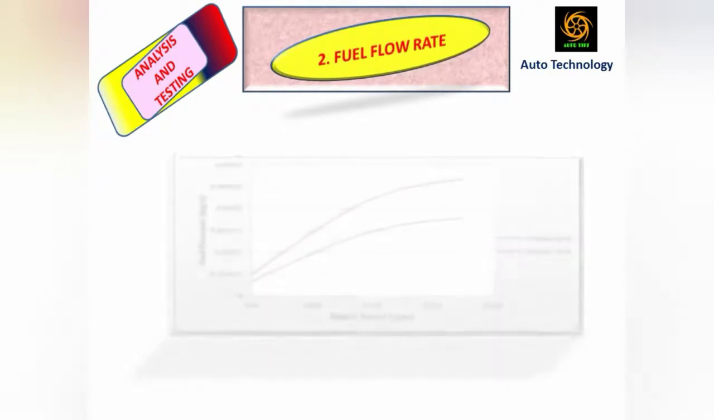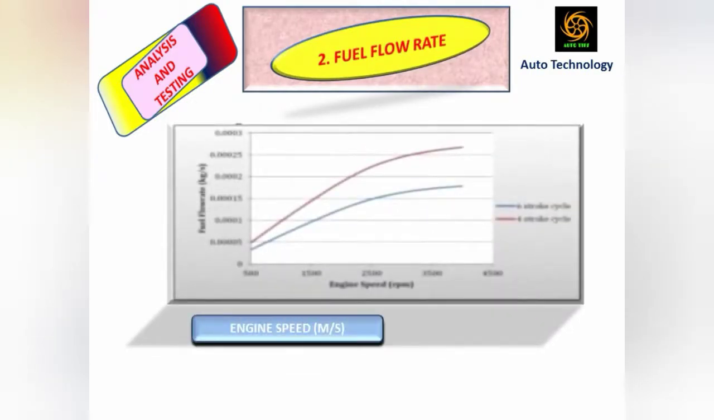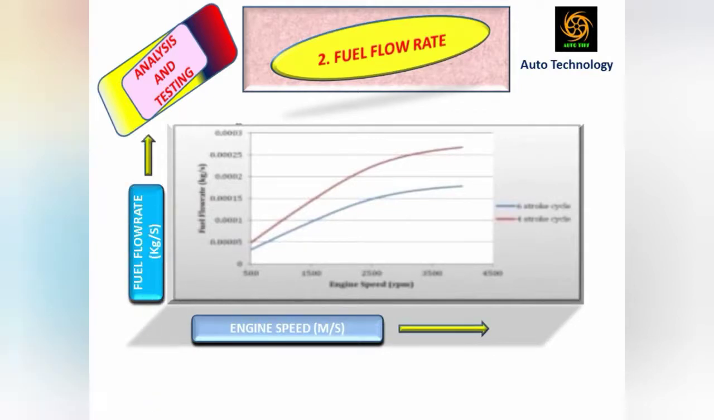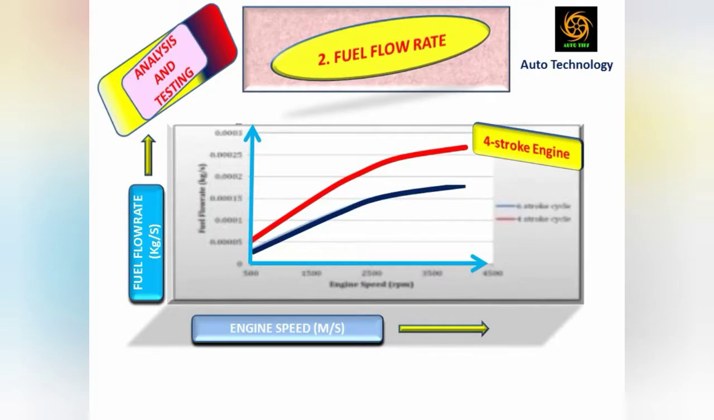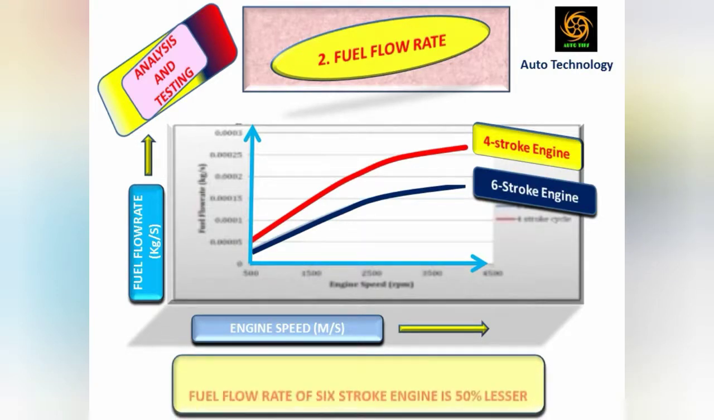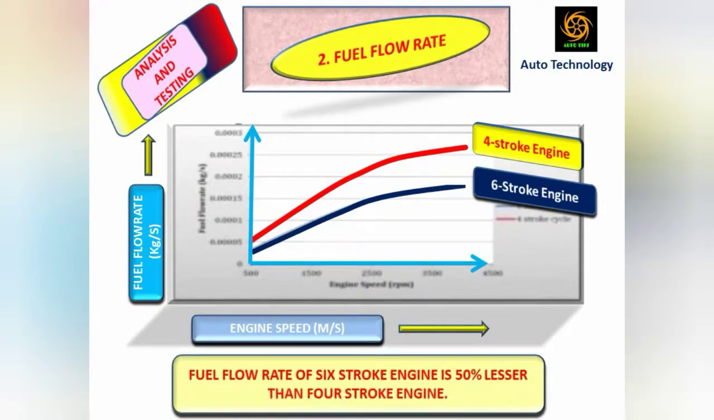Analysis and testing of the 6-stroke engine. Now I discuss the fuel flow rate of the 6-stroke engine. This is the fuel flow rate graph. In this graph, engine speed is on the x-axis and fuel flow rate is on the y-axis. This is the first diagram. This diagram indicates the fuel flow rate of the 4-stroke engine. This is the second diagram. This diagram indicates the fuel flow rate of the 6-stroke engine. The fuel flow rate of the 6-stroke engine is 50% less than the 4-stroke engine. This is the advantage of the 6-stroke engine.